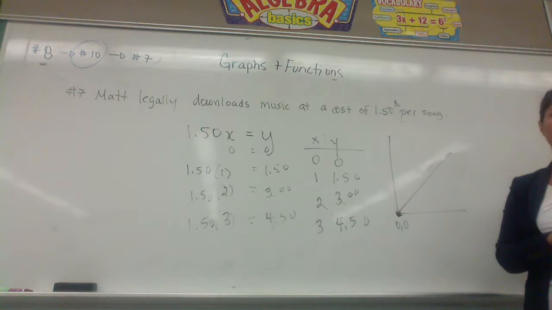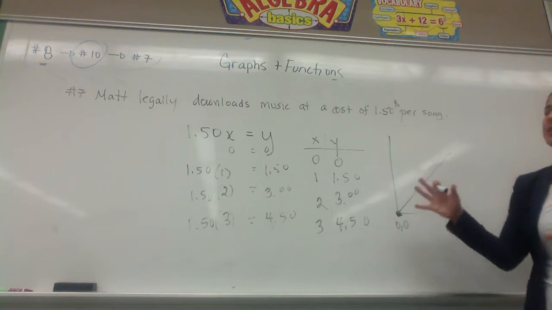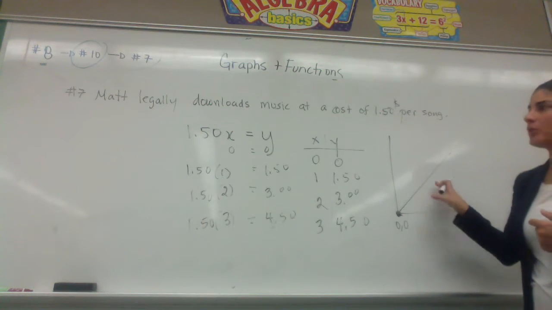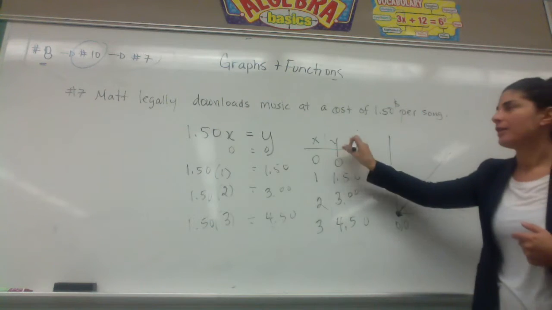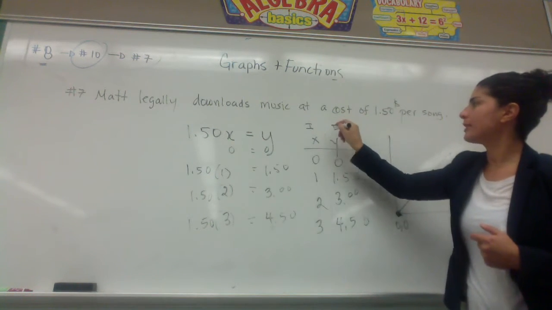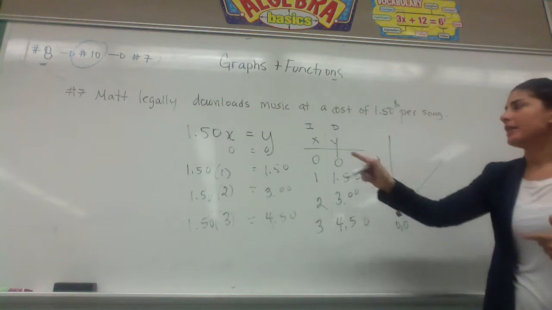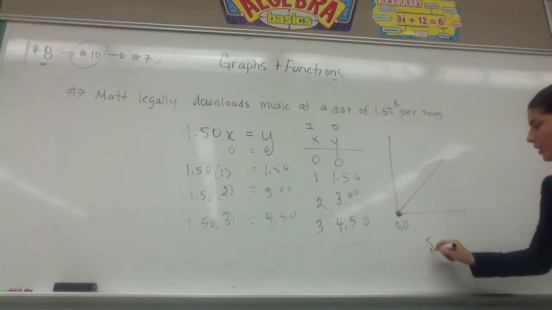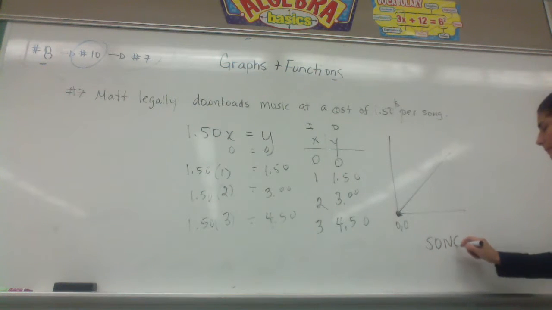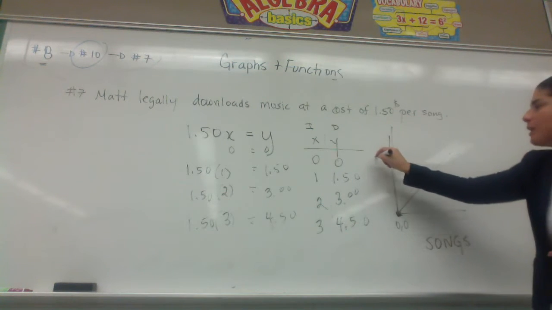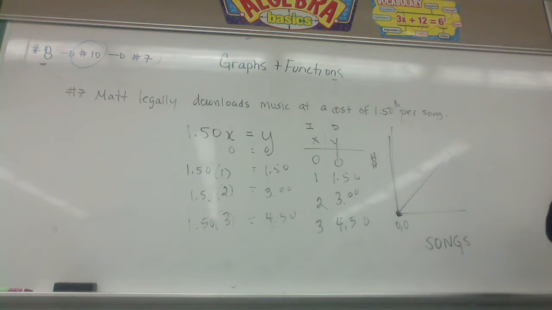I can pretty much answer any questions from all of this information that you now know. Please remember to label the X and the Y. This is always independent. This is always dependent. The X in this case, the independent, is how many songs. The dependent, the Y, is money, the cost of my songs.